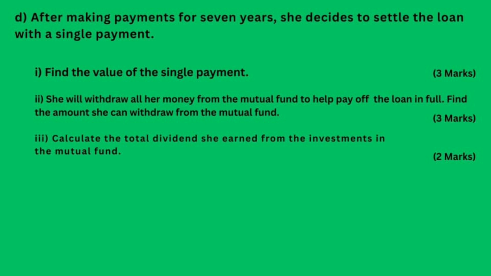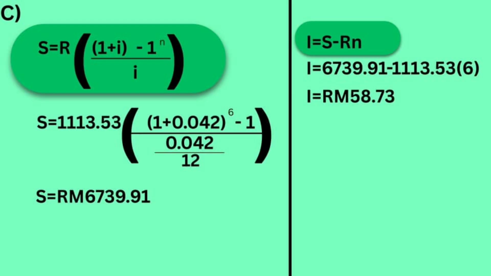For question B, we need to find the amount of interest charged by Bank KK. So the formula we are going to use is I equals R times n minus A. Then substitute 1,113 and 53 cents for R, 108 for n, and 100,000 for A. After solving, we get the final answer charged by Bank KK, which is RM20,261 and 24 cents.